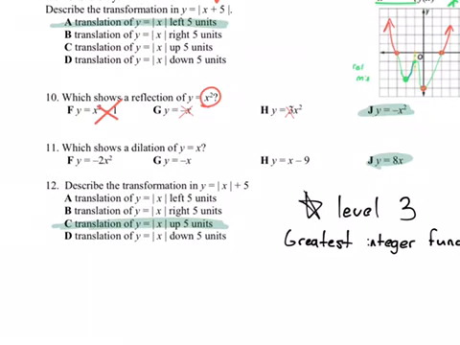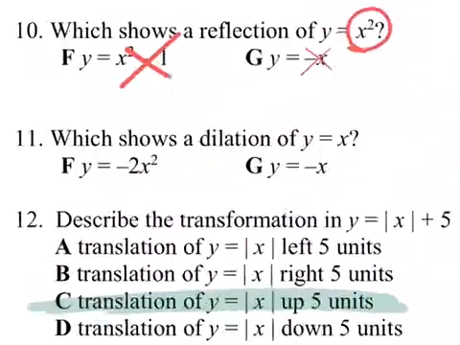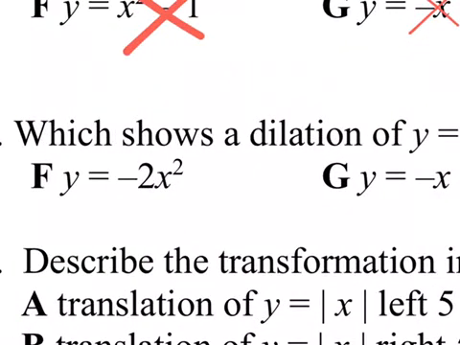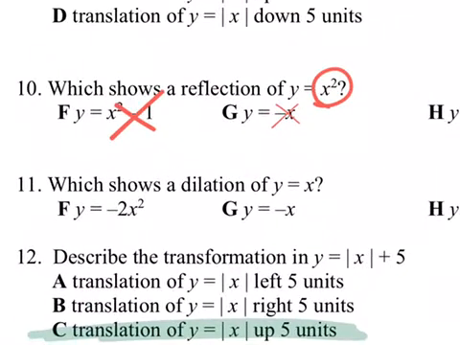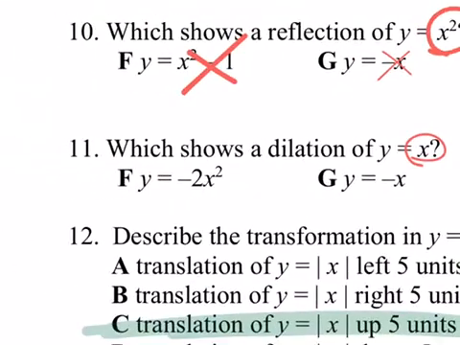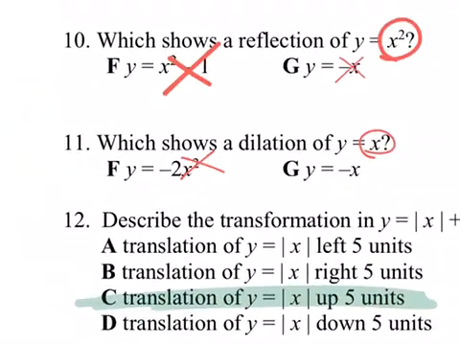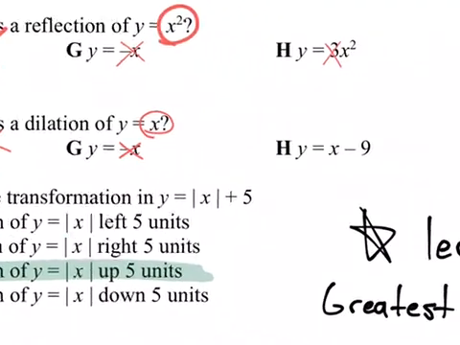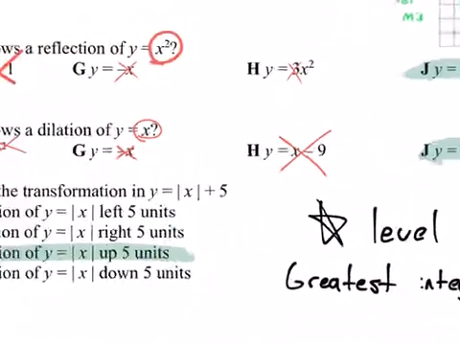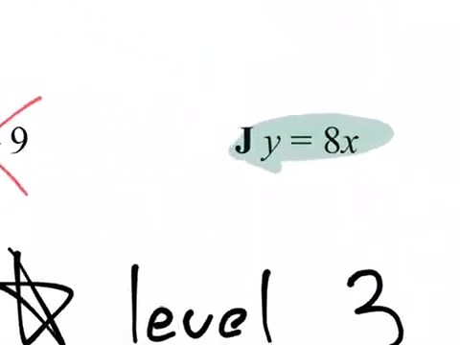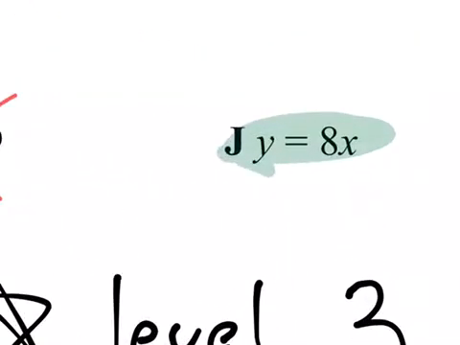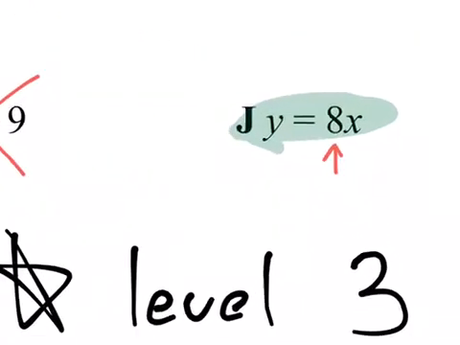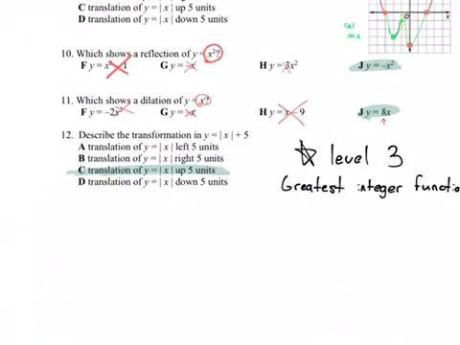Dilation is having a coefficient greater than 1 out front. So 2 is greater than 1. But our parent function is just y is equal to x. This is x squared. This is -x. That would be a reflection. This one would be a vertical shift down 9. This one is our dilation because we have scale factor of 8.